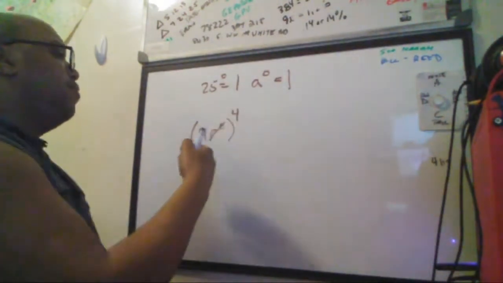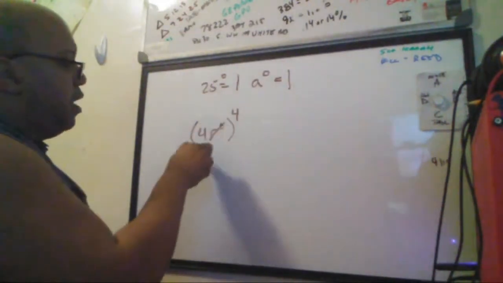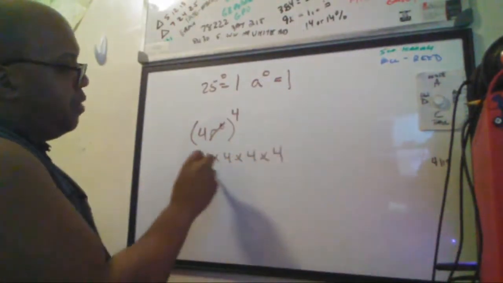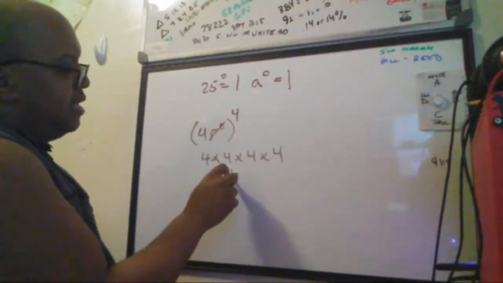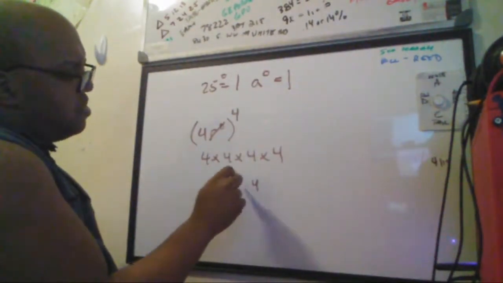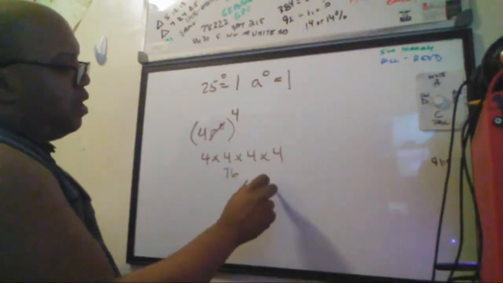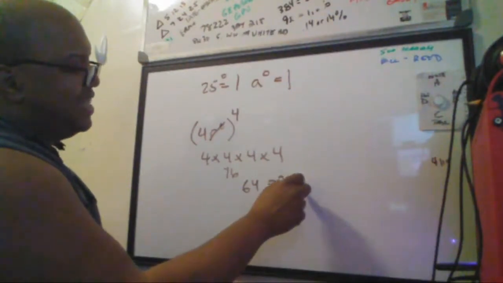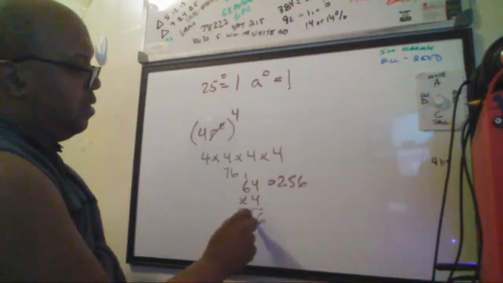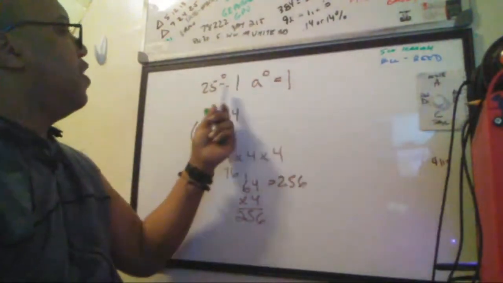So now this is the power of a power rule that we're using. And so it will be basically 4 times 4 times 4 times 4. 4 times 4 is 16. 16 times 4 is 64. 64 times another 4 would actually be 256. So it's very important that you understand.